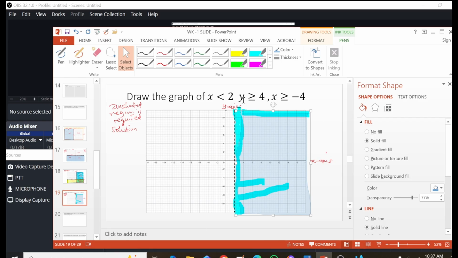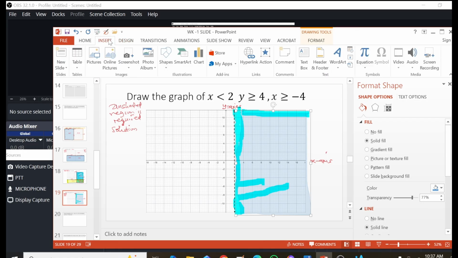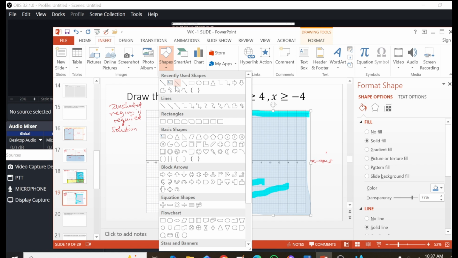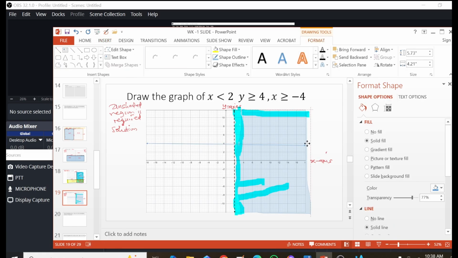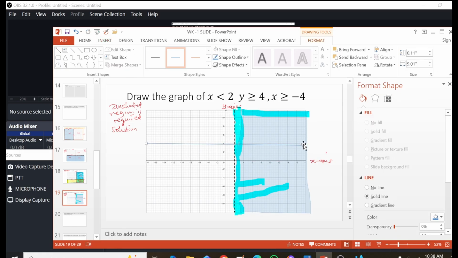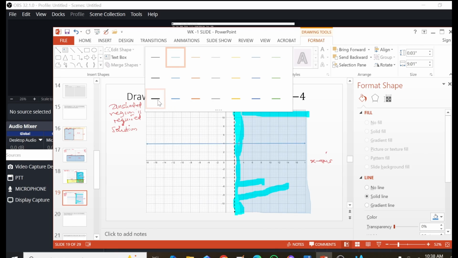Then let's draw the second one. y is greater than or equal to 4. So I will pick my line. y is greater than or equal to 4. So put a line along that 4. Draw that line. That line must be exactly along 4. Okay, let's make it a little bit thicker.